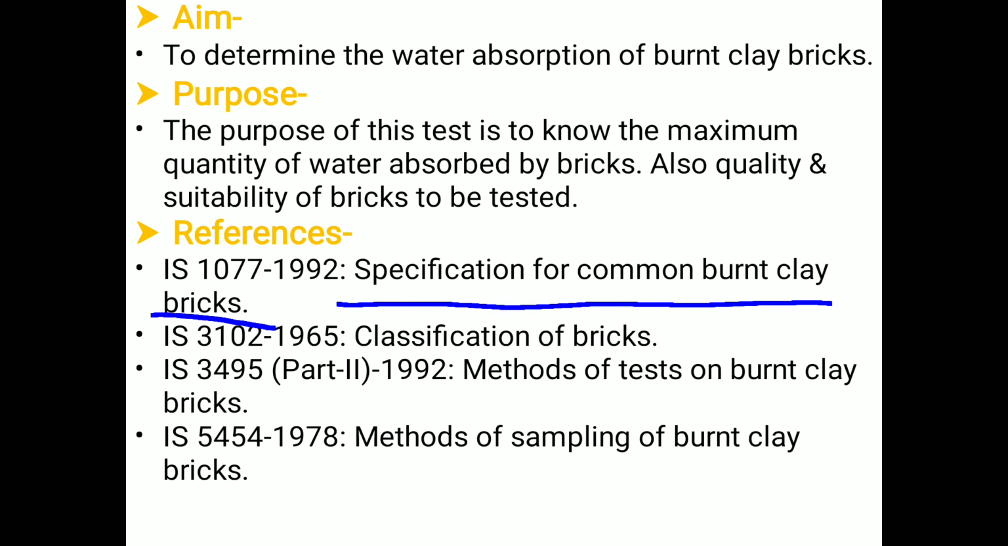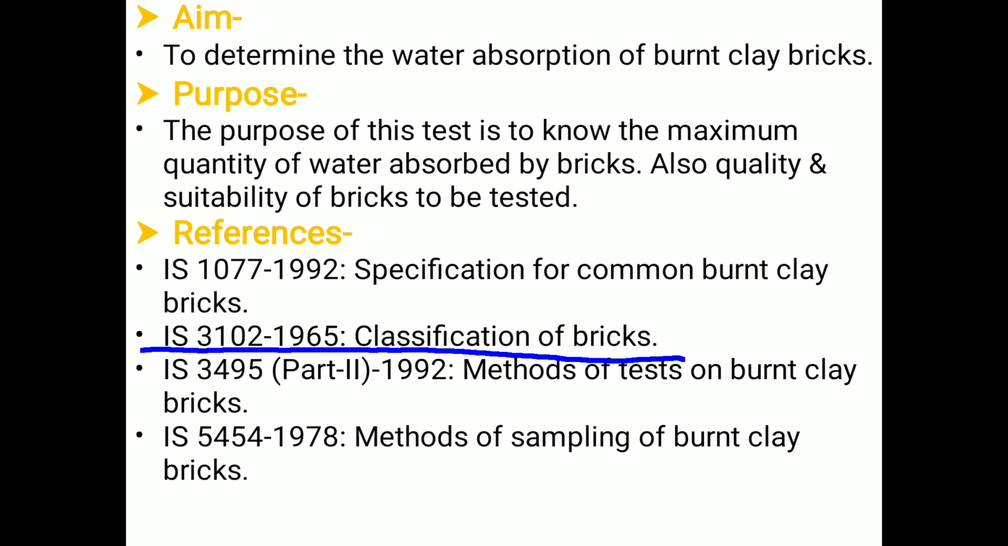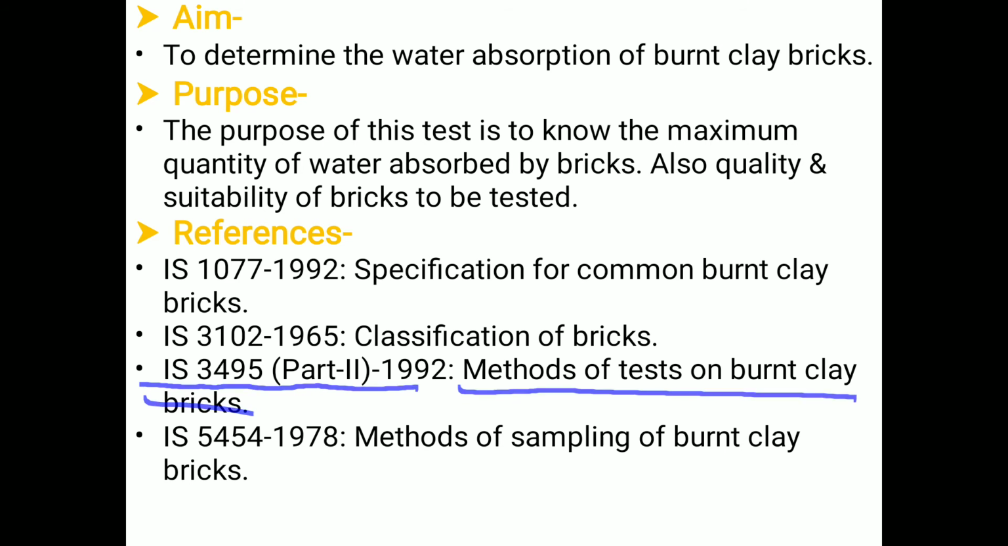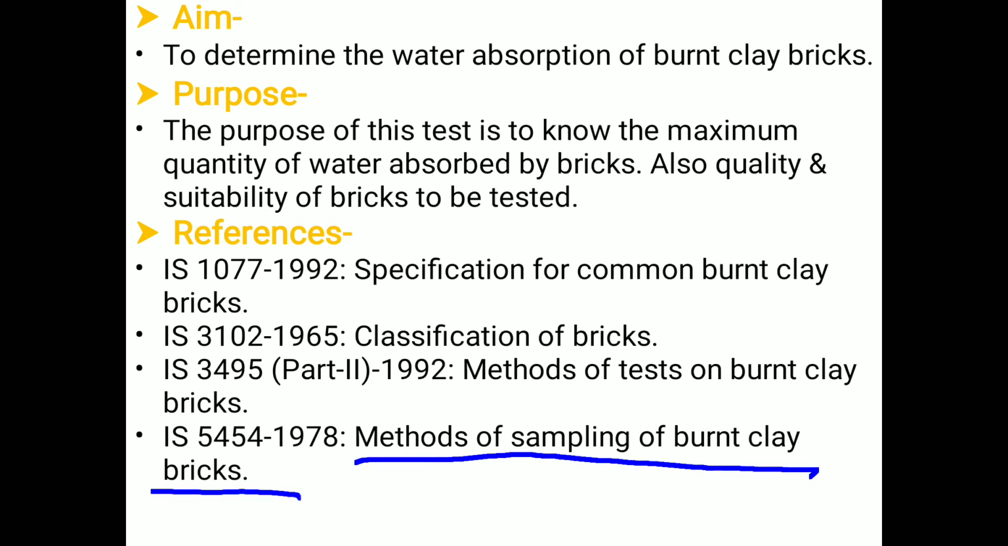The second reference is IS 3102 1965. It gives the classification of brick. The third reference is IS 3495 part 2 1992. It gives the method of testing on burnt clay brick. And the last reference is IS 5454 1978. It gives methods of sampling of burnt clay brick. Is it okay? So those are the references which we have to use for performing this test.